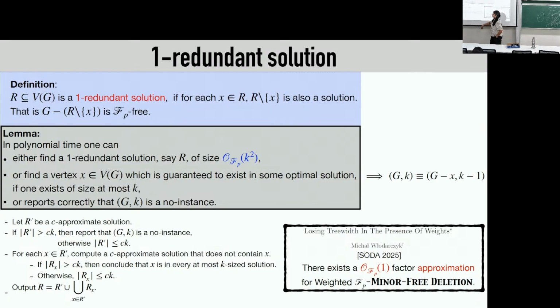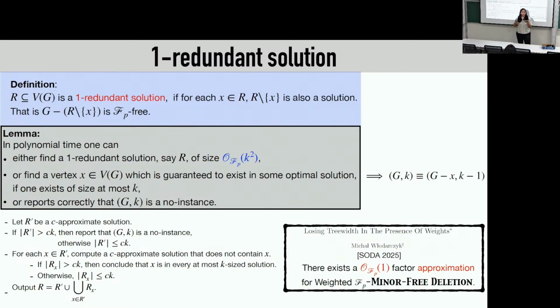So how do you start? You start by computing an approximate solution, C approximate, where C is the factor guaranteed by this constant factor approximation algorithm. You compute a C approximate solution, R prime. If the size of R prime is greater than Ck, then you know that every optimum solution of the graph has size strictly more than K. Because if the optimum solution has size at most K, then this C approximate algorithm will output a set of size at most Ck. So if the size is bigger, then you just report that this is a no instance. G cannot have a solution of size at most K. Otherwise, the size of R prime is bounded. So you start with this.